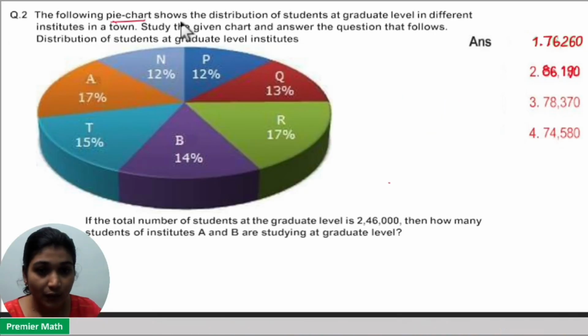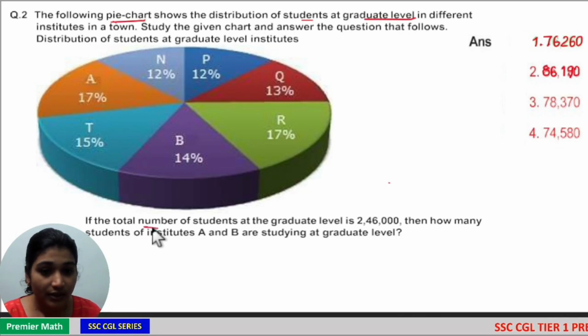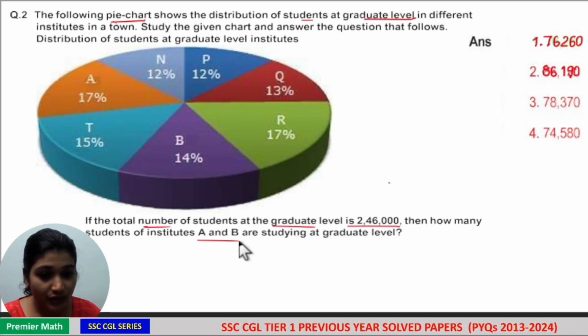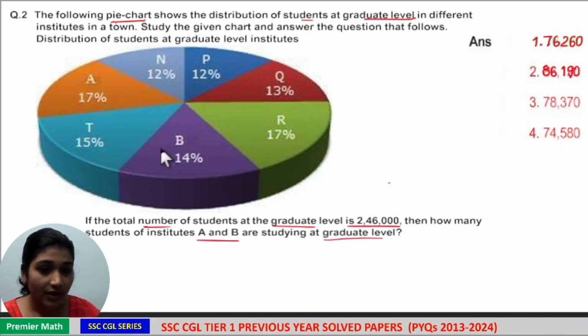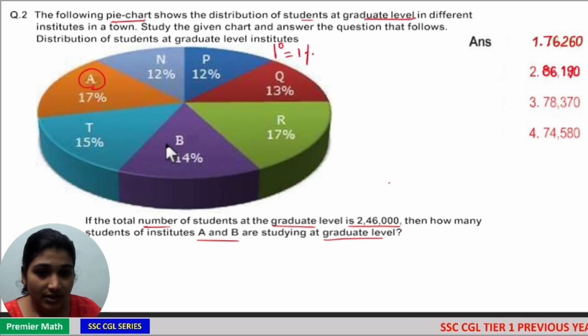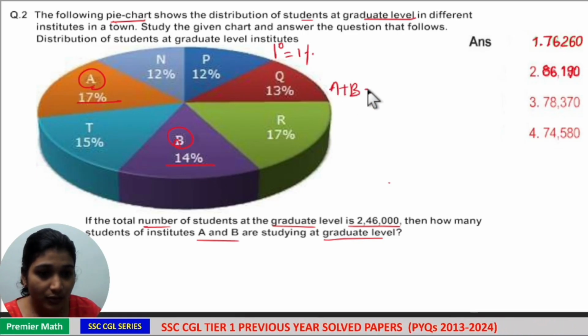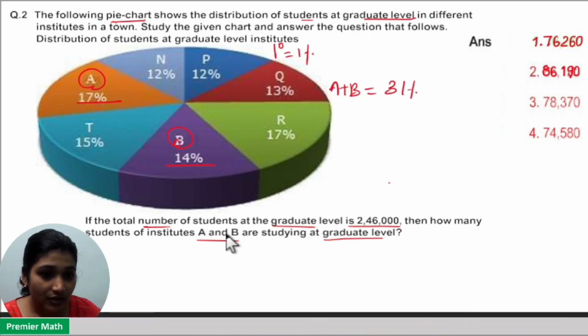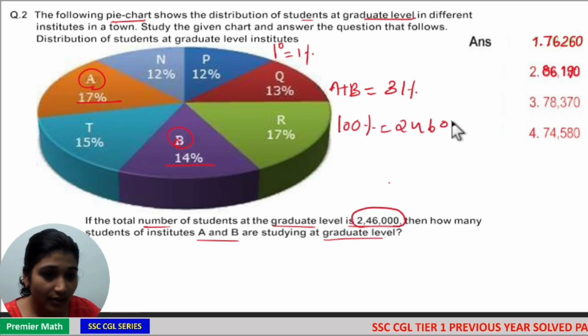The following pie chart shows the distribution of students at graduate level in different institutions in a town. If the total number of students at the graduate level is 2,46,000, then how many students of Institute A and B are studying at graduate level? Here, total 100% is equal to total 360 degrees, so 1 degree is equal to 1%. Now, students at A and B means 17% plus 14%, that is equal to 31%. So here total graduate students is 2,46,000, which means 100% is equal to 2,46,000.